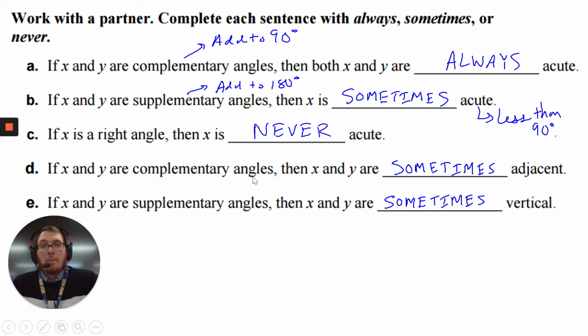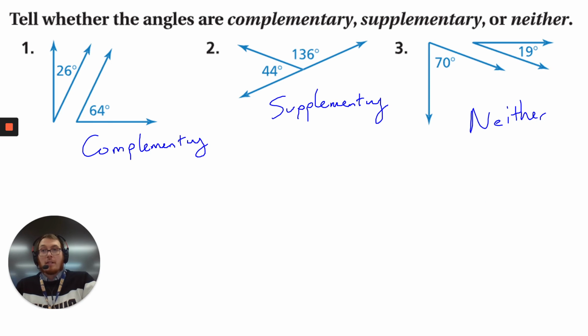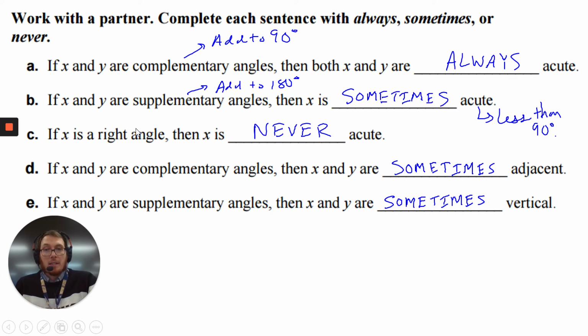If x and y are complementary, then they are adjacent. That's sometimes, for the reasoning we just looked at. For complementary and supplementary, there's no rule that says they have to be right next to each other. They could be, but they don't have to be.